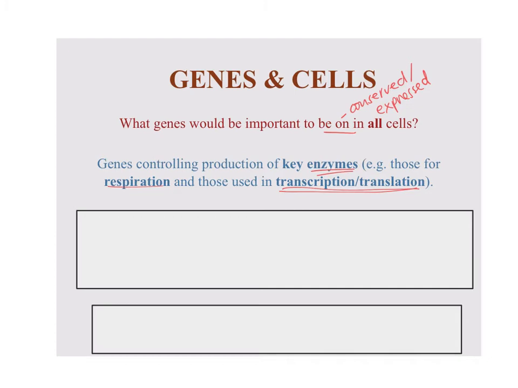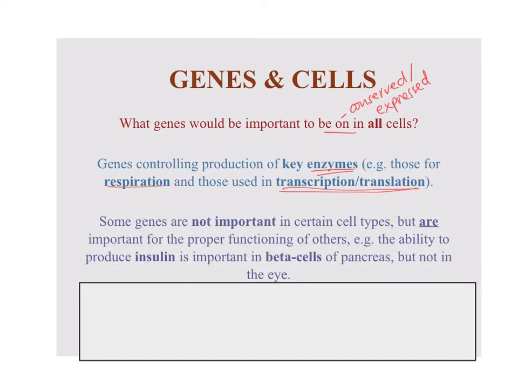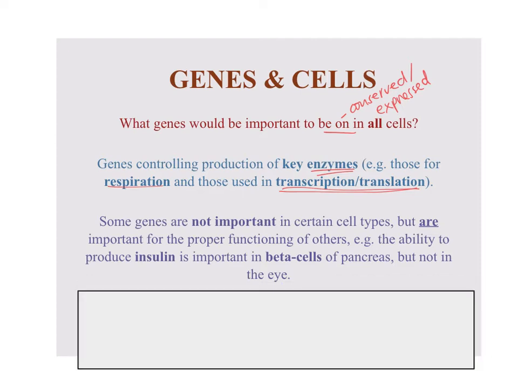We're also going to need to be aware of the fact that some genes are not important in certain cell types. If I think about my beta cell from the pancreas, maybe if we're talking about diabetes, for example, it's important that the beta cells are able to produce insulin. Those genes for insulin production are switched on. My eye has exactly the same genes in it, but I'm not going to need to produce insulin out of my eye. That's not the function of that specific type of tissue. Again, it's important to be aware that what is useful in one cell type might not be useful in another.